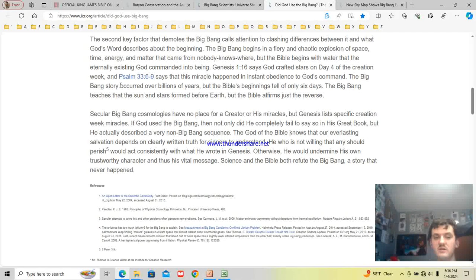The Big Bang story would occur over millions of years, but the Bible's beginning took God only 6 days. The Big Bang teaches that the sun and stars formed before Earth. The Bible affirms just the reverse.